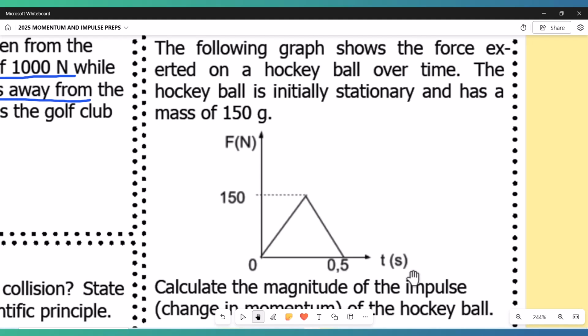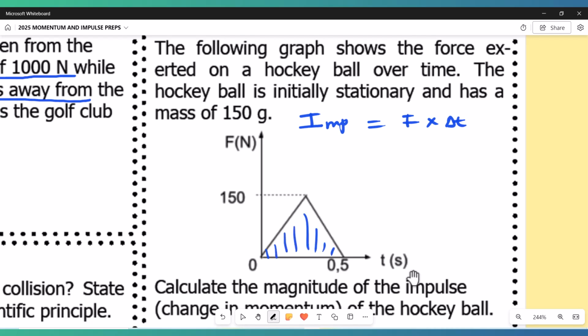Now, what do you know about impulse? Do you remember, guys? Impulse equals the force times what? Times change in time. Now, here we have the force on the y-axis. What about change in time? On the x-axis. So this must give us a clue that we should find the area under this graph. It must give us the impulse.